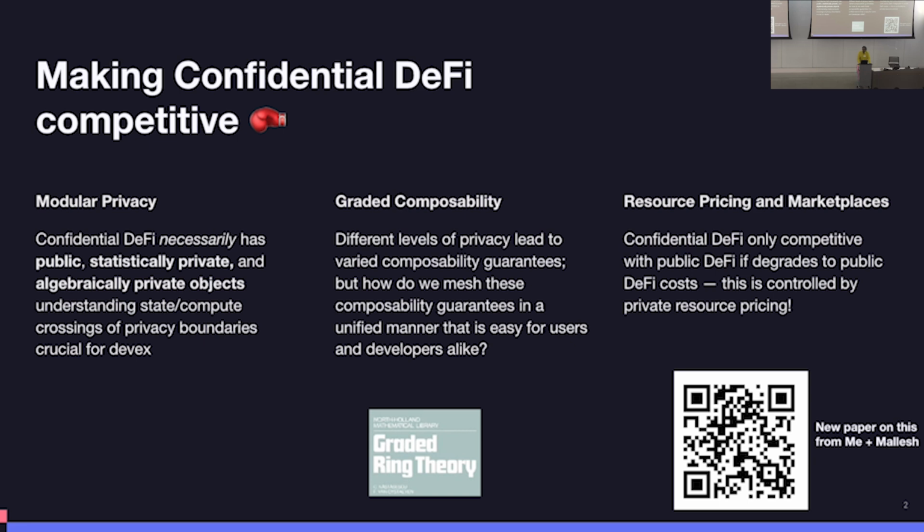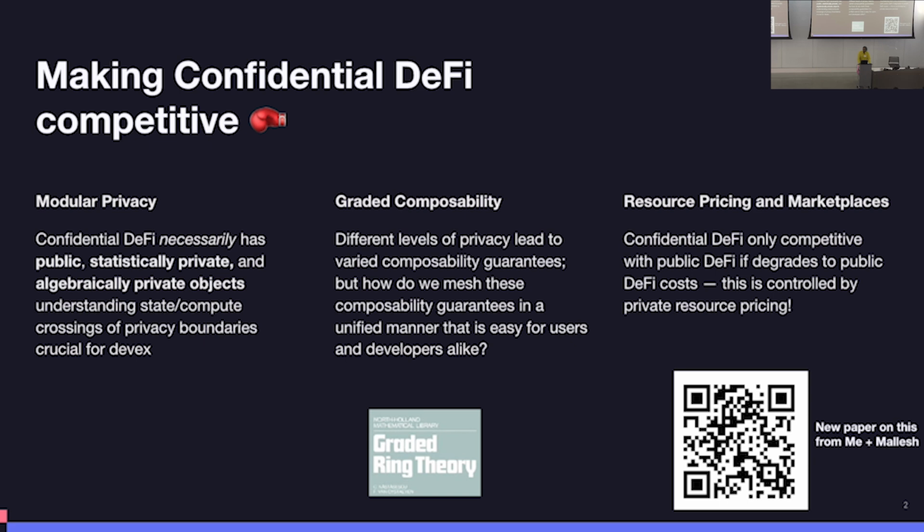Another important thing about privacy is that different levels of privacy lead to very varied composability guarantees. And one question is, how do you blend these guarantees in a unified manner for users and developers? And I think we'll talk about how to think of this in a more algebraic way.